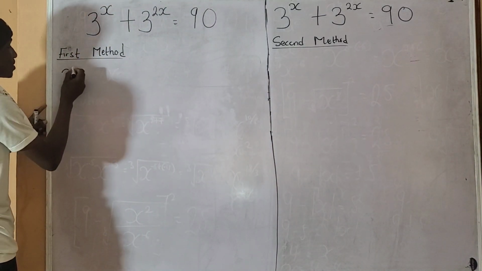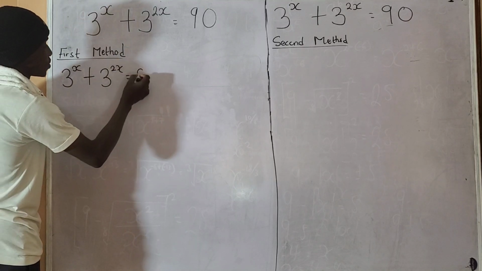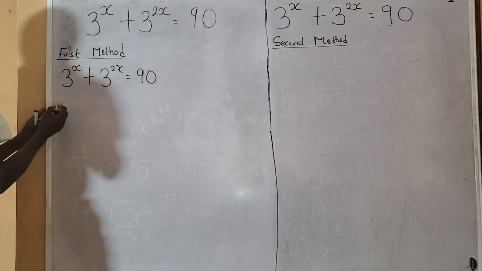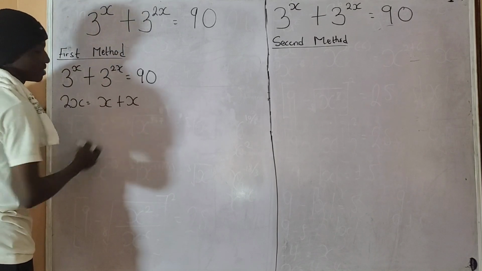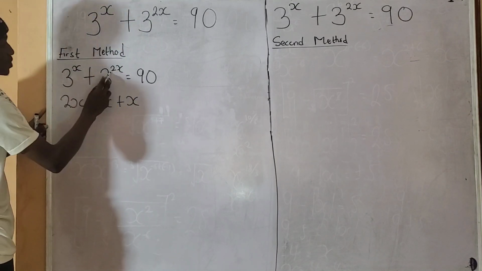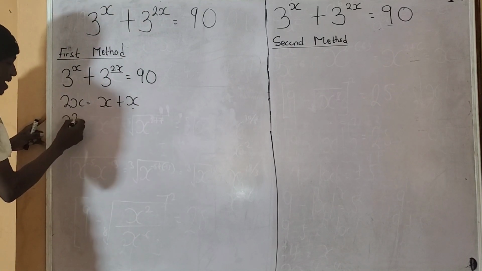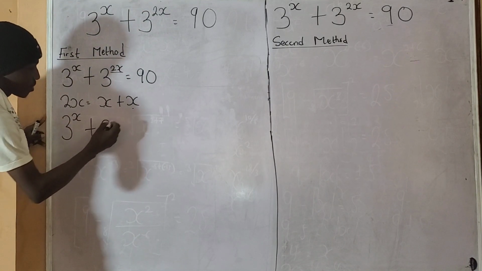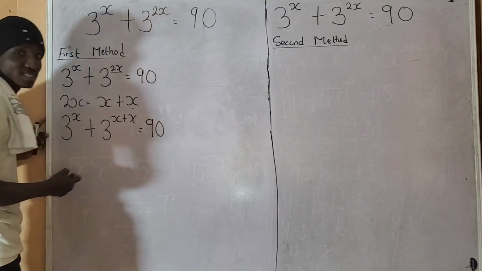Here I have 3 raised to the power of x plus 3 raised to the power of 2x equals 90, right? Do not forget that 2x can be written as x plus x, right? So I'm going to replace 2x with x plus x. So the equation becomes 3 raised to the power of x plus 3 raised to the power of x plus x equals 90. Is that not it?